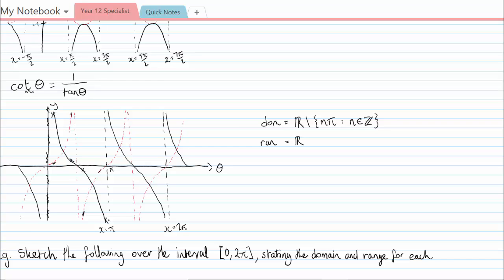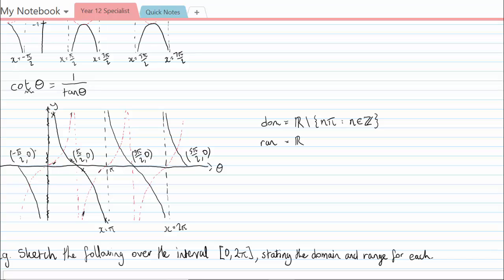So one other thing that I will do here is I will mark in the coordinates of the x-intercepts because they might come in handy later on. So if this was an asymptote at pi, then that makes this here pi on 2, 0. It makes this one here 3 pi on 2, 0. And then 5 pi on 2, 0. And also back over this other side, negative pi on 2, 0.